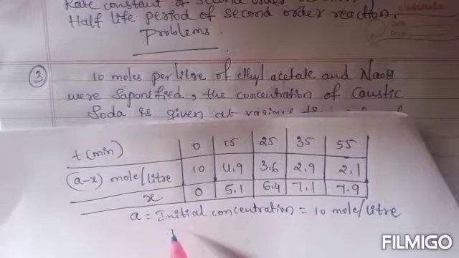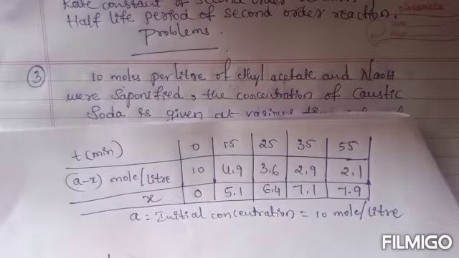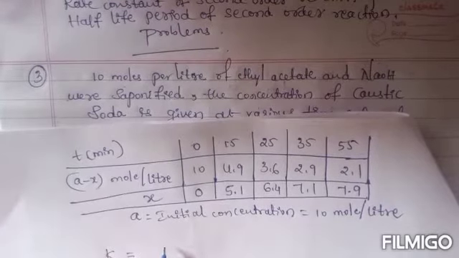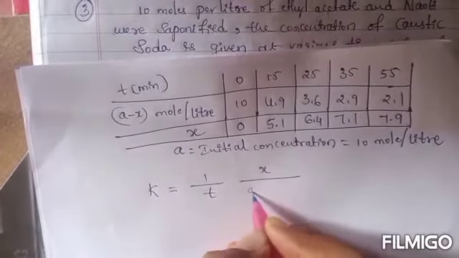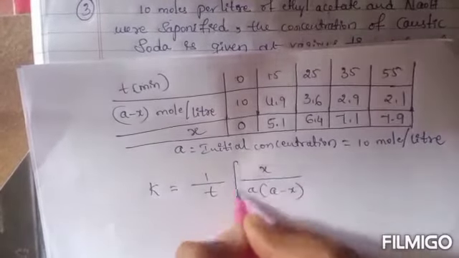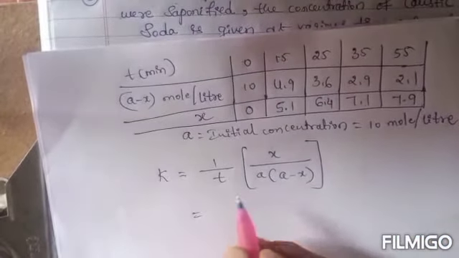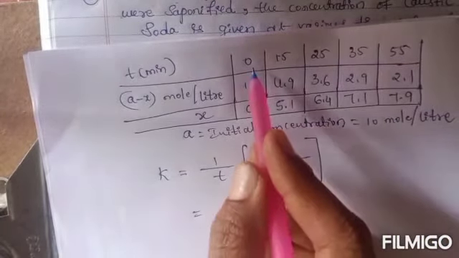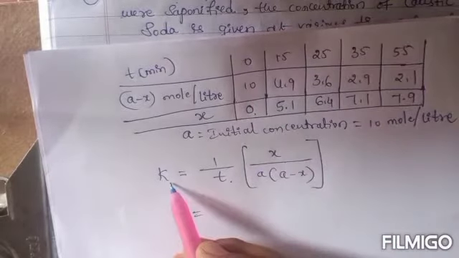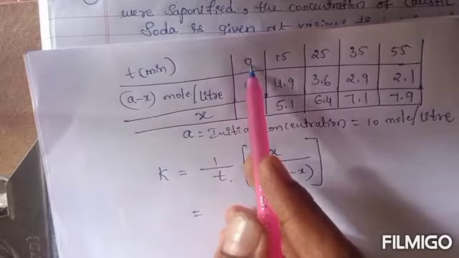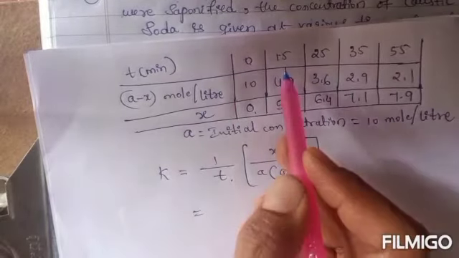So again we will go to the rate constant of a second order reaction. That equation is K is equal to 1 divided by T, X divided by A into A minus X. This is the equation. By putting the values, here the time T is 0 and X is also 0, we will get K is 0 at 0 minute. Then we'll see the second one.